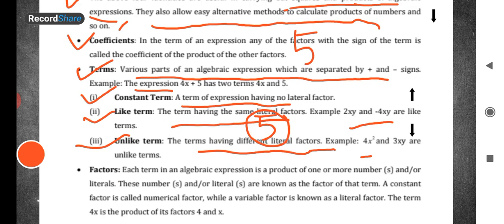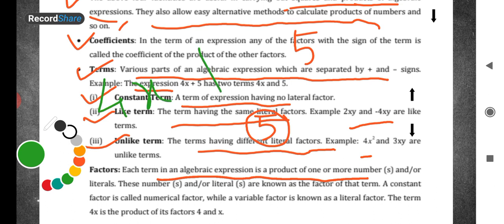Now factor: each term in an algebraic expression is a product of one or more numbers. Suppose you see one algebraic expression, 4x plus 6, isn't it? Now here they are products of one or more numbers.